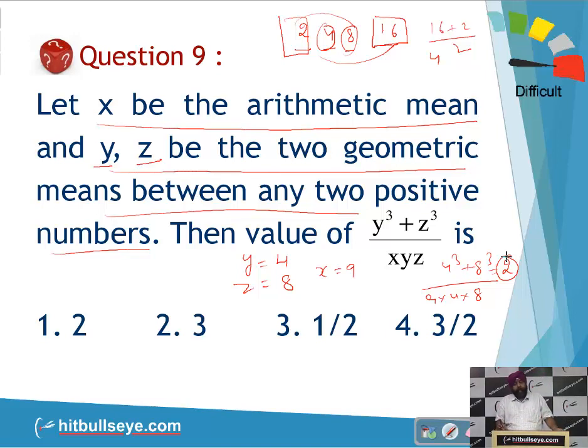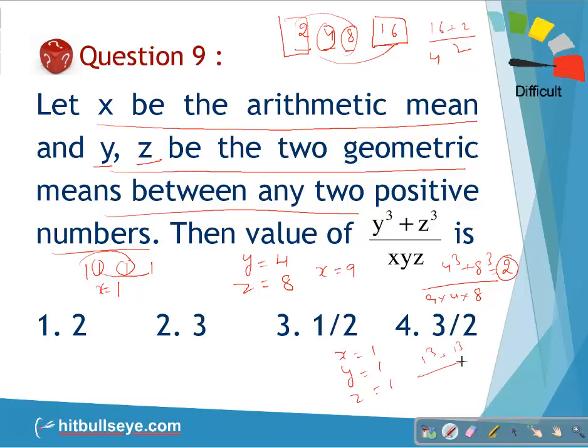We could even make it simpler. You can say we can make fun of this question. See how we can do it. Let the two numbers be 1 and 1. Its arithmetic mean is (1 plus 1) by 2, that is 1. So x is equal to 1. And the two geometric means are 1 and 1, because 1 square is 1 into 1. So x is 1, y is 1 and z is 1. Putting in, (1 cube plus 1 cube) upon 1 into 1 gives us 2 as the answer. This is how we made fun of this typical question with the help of the fan solution.